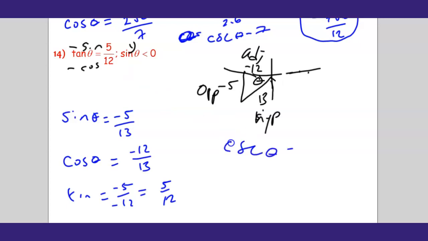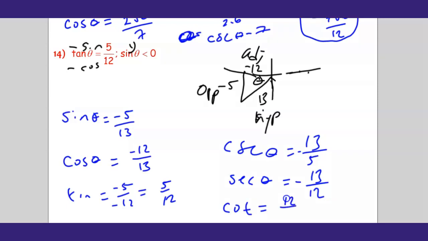Cosecant, the inverse of sine, is going to be 13 over negative 5. Secant, the inverse of cosine, is going to be negative 13 over 12. And cotangent would be 12 over 5.